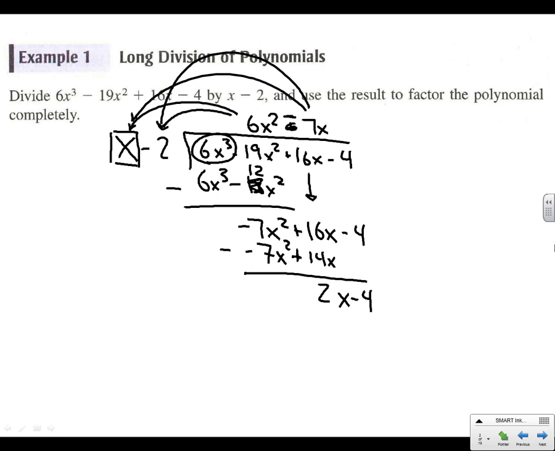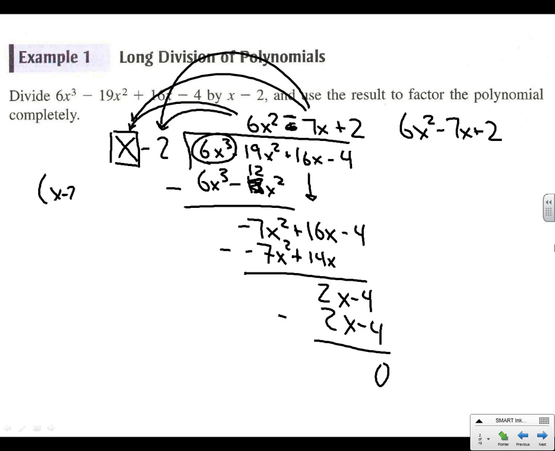2x divided by x is a positive 2. 2 times x is 2x. And 2 times negative 2 is minus 4. When we subtract this, we get 0. So it went in clean. And so we have 6x squared minus 7x plus 2. I'm going to rewrite this over here. x minus 2 was one of the factors.